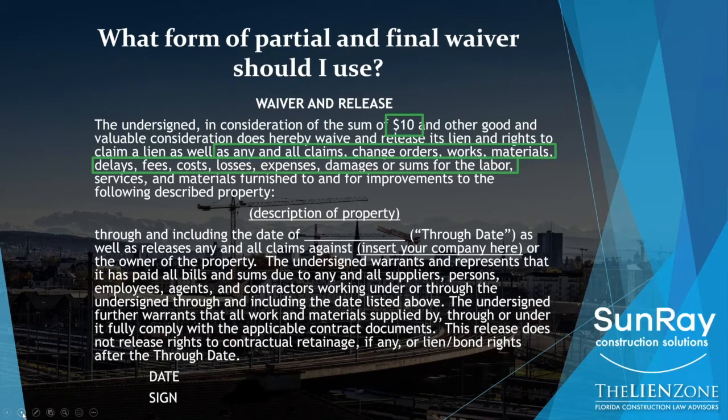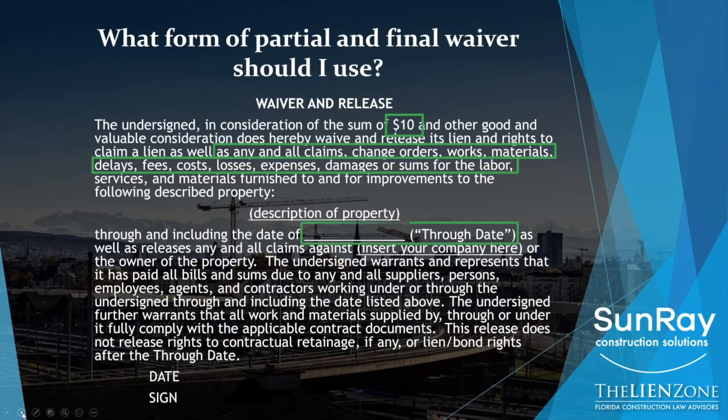This is a lien release or a release of any and all claims, change orders, works, materials, delays, fees, costs, losses, expenses, damages, and or sums for the labor, services, or materials furnished to the improvements. So if you had a delay claim or a change order claim, this release releases all of those rights. The prior release does not, but this one does. So you just need to be aware if you have other claims, and we'll talk about that in a minute, those rights to those other claims are being released when you sign this.